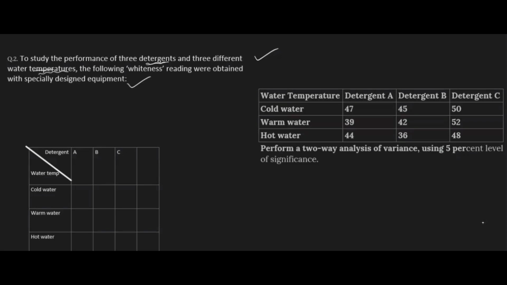So now by using cold water, warm water, hot water, 3 types of water, I have to find the difference between this and this and this. So it is row wise also I am going to find the difference, as well as detergent A, detergent B, detergent C, how they are unique or they are different from each other. So this is column wise also I am going to find. So we have a two-way ANOVA.